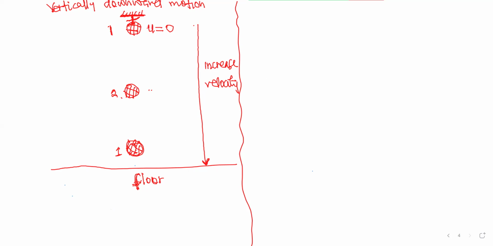So that is it with vertically upward and downward motion. There are some interesting equations to this effect. So we are about 6 minutes to time. All right, so let's wrap up what we are doing. We've learned about free falling.